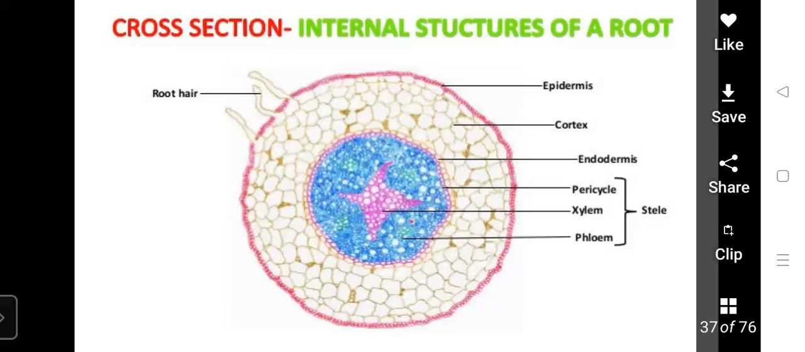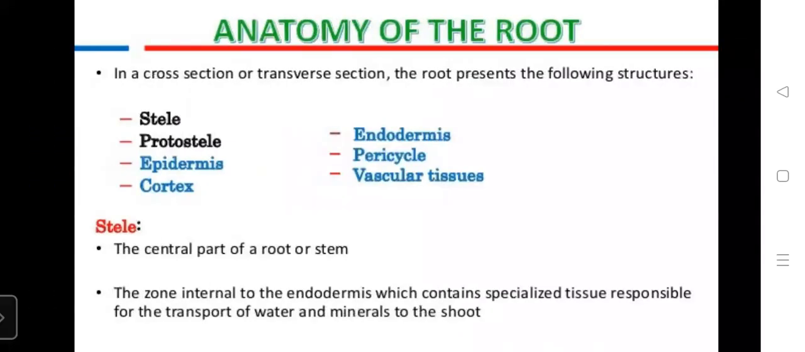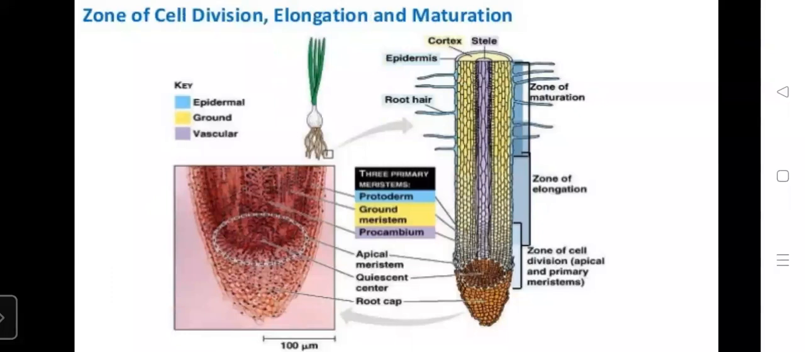It is very clearly explained about the root: different types of roots, tap roots and adventitious roots. And see here, protostele. So what is the stele? The central part of the root or stem is called a stele. It has xylem and phloem. These are the vascular bundles or vascular tissues.